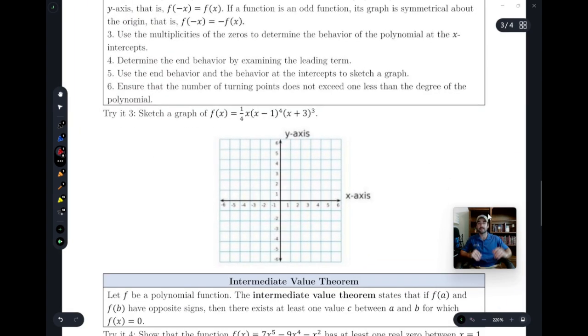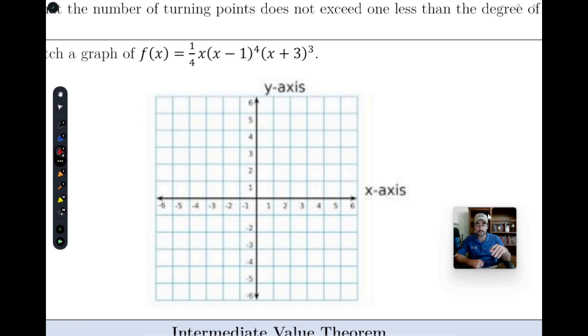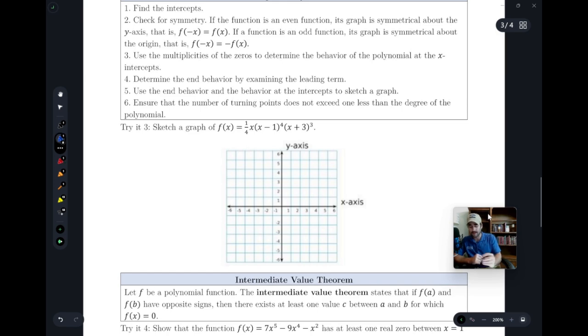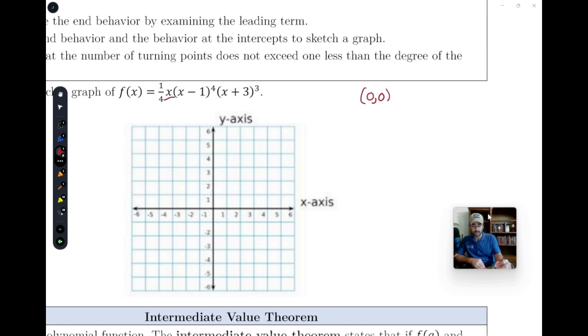Now this is exciting. This is like the full applying everything we've taught in this polynomial section to graph a function. So the first thing we're going to do, I'll follow their instructions pretty close, is find the intercepts. So we have an x-intercept at 0, 0 from that red one. We have an x-intercept at 1, 0 from that blue factor.